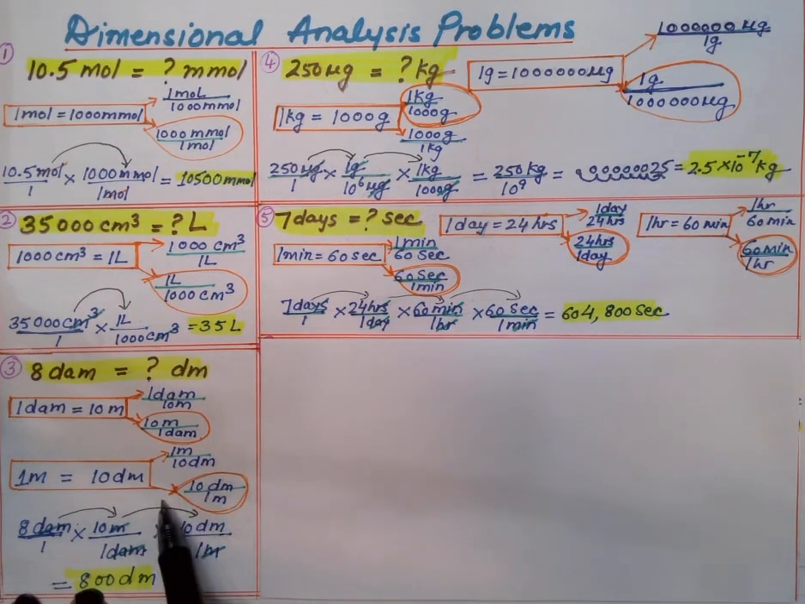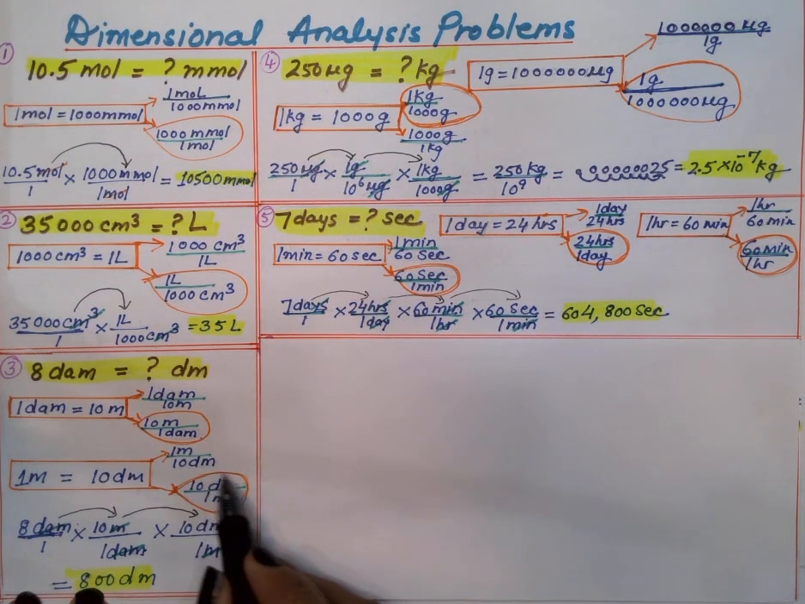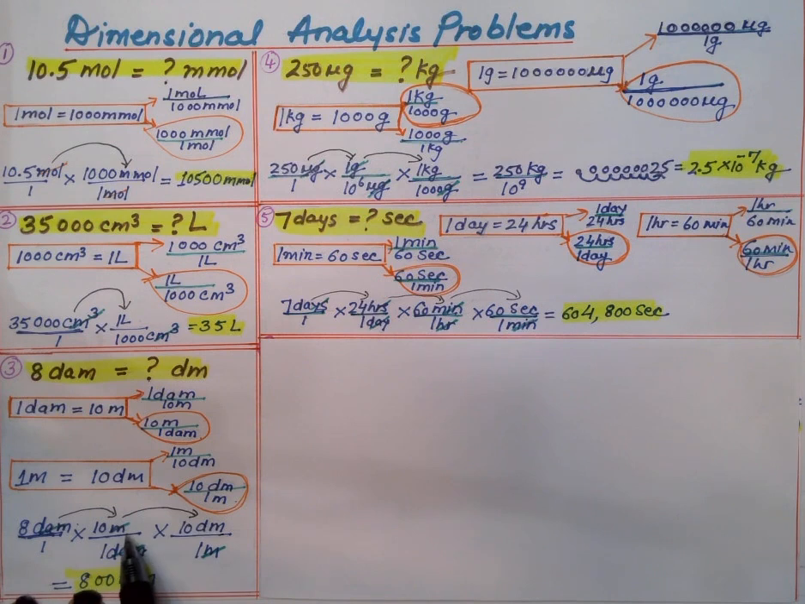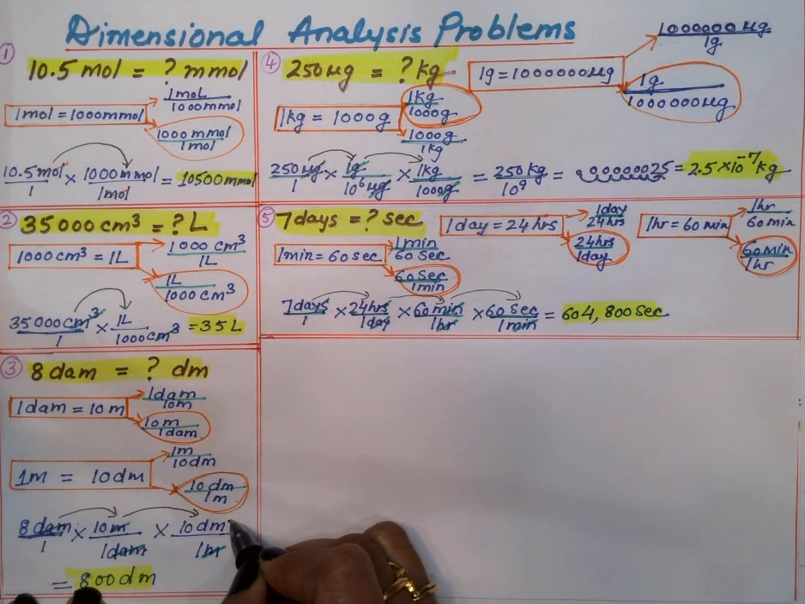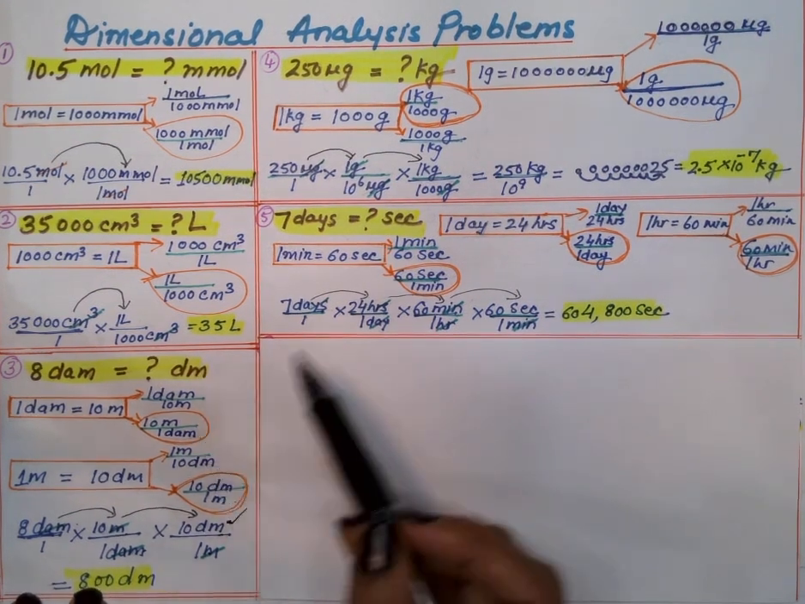So now we need another conversion factor. So we are going to use this equivalent. 1 meter is equal to 10 decimeters. When you make the fractions, this is an appropriate fraction because using this fraction, you are able to cancel meter and meter. You are able to keep decimeter because that's the one you want in your answer.